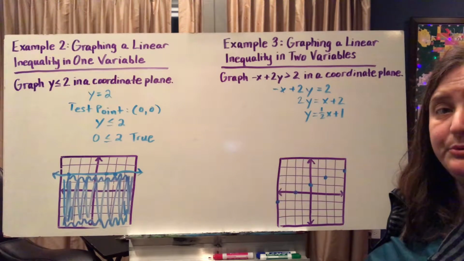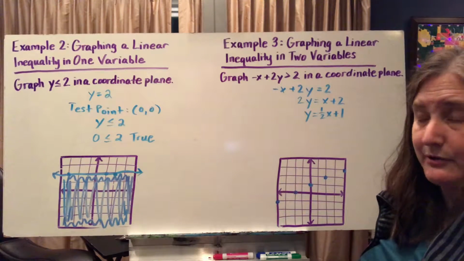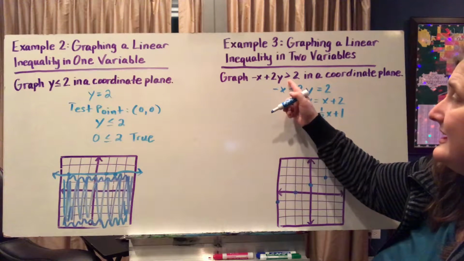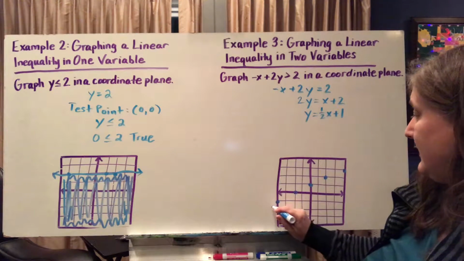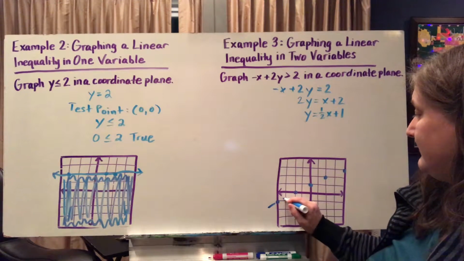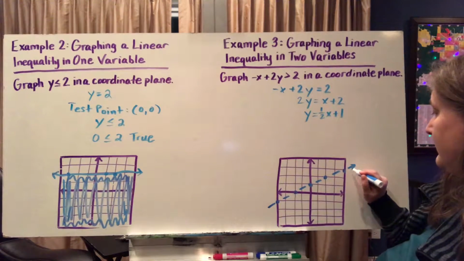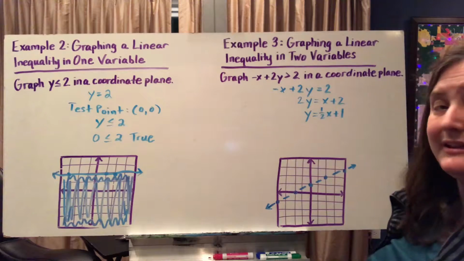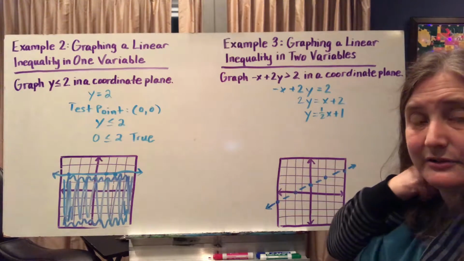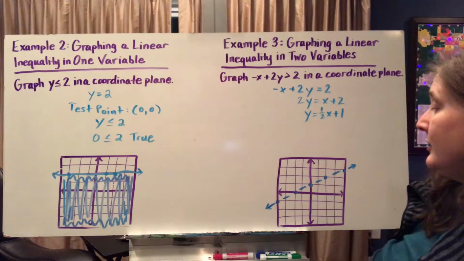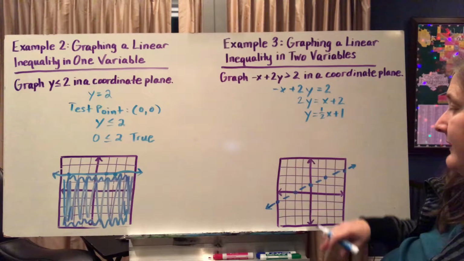And this time I'm going to use a dashed line for my boundary line because it doesn't say equals. So I'm going to connect these points, but I'm going to use a dashed line. Anything that is technically on that line is not a solution for this inequality. So I need to find something I can test.